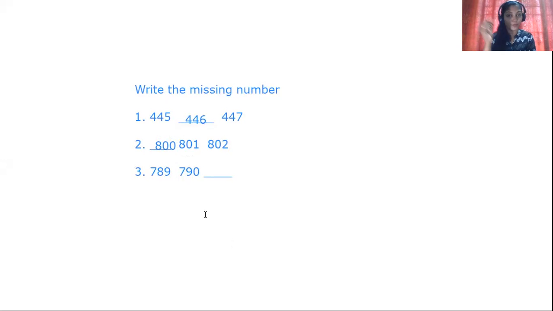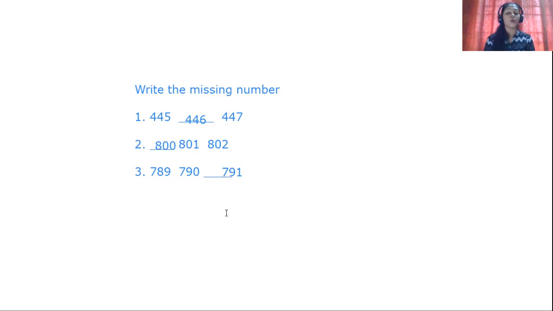So if you got it right, put a tick mark. The last one, 789, 790, and what is the next number? It is 791, right? So did you get all the 3 correct? If you have got all the 3 correct, you are getting another star. So you can draw a star in the book. How many stars have you got today? 3 stars? Then you have done excellent.